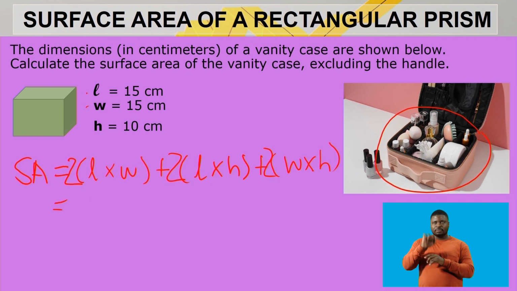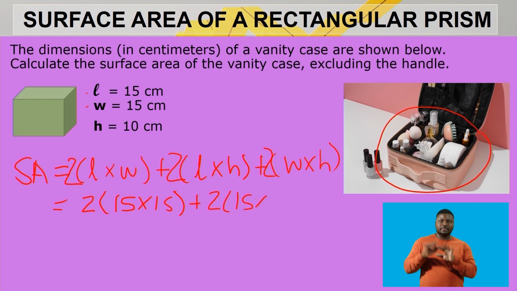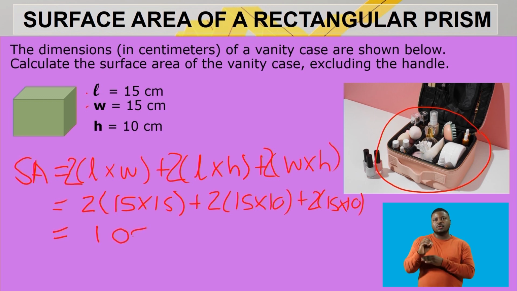So it's going to be 2 times 15 times 15 plus 2 times 15 times 10, and then plus 2 times 15 times 10 again. And then your answer will be 1050 squared centimeters, or centimeters square.